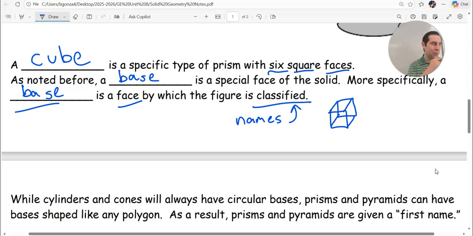Okay, so we're going to get to that backside. Once you finish that, flip it over. Let's finish these notes.